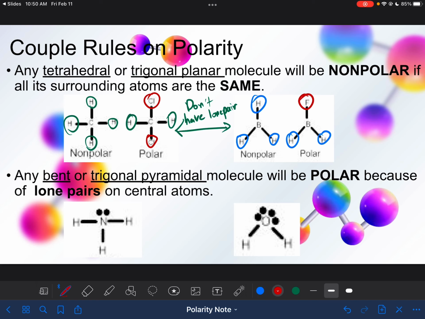Now, what if it was bent or trigonal pyramidal, the ones that have a lone pair? Well, they will be polar. If you have a lone pair, automatically it's going to be polar. Okay? So make sure you remember all four of these sections. Tetrahedral or trigonal planar can be nonpolar because they don't have lone pairs and the surrounding atoms are the same. Bent and trigonal pyramidal are polar because they have lone pairs. It doesn't matter if the atoms are the same.